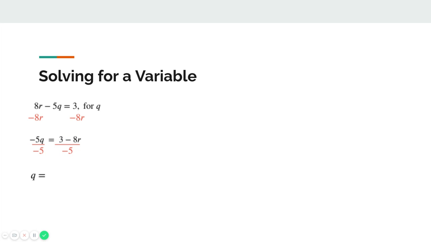If I look at -8R and -5 on the bottom, a negative over a negative would turn positive, so that on the top, that would turn into a plus 8R. So for a final answer, you could also have -3 plus 8R over 5, and that is what Q is equal to.